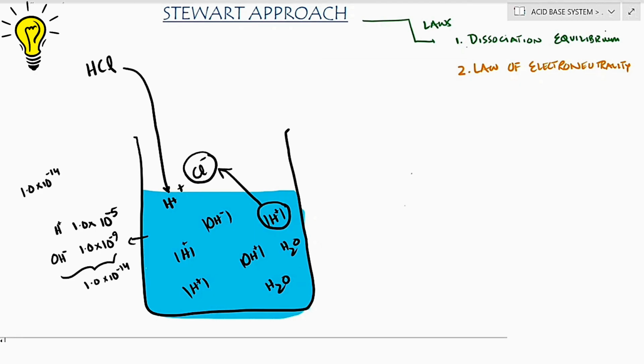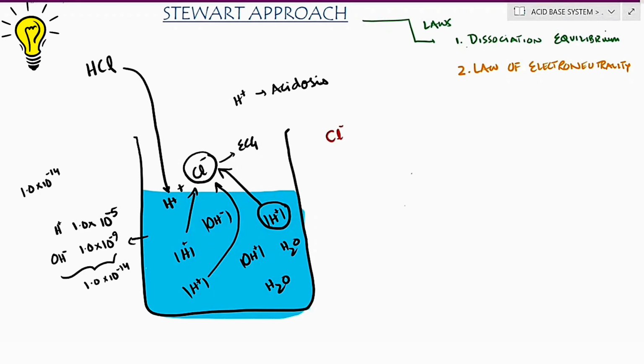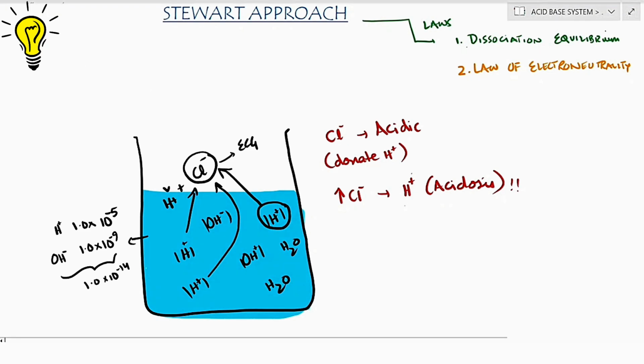So basically, the chloride anion is acidic in nature since it derived hydrogen away from water and into the body. The more chloride you add to the body, the more hydrogen dissociation away from water and the more acidosis in the body, right? This explains how hyperchloremia causes acidosis.